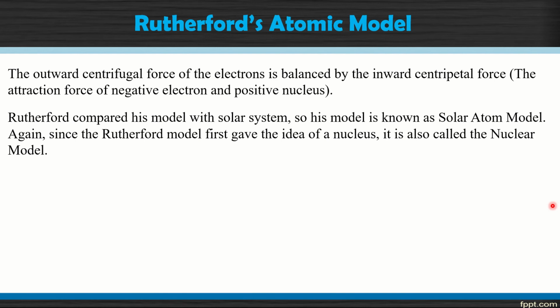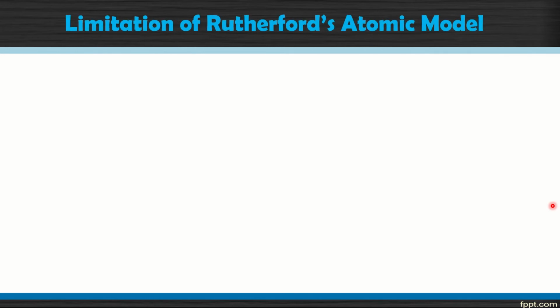Rutherford compared his model with the solar system, so his model is also known as the solar atom model. Again, since the Rutherford model first gave the idea of a nucleus, it is also called the nuclear model. These are the ideas we get from Rutherford's atomic model.